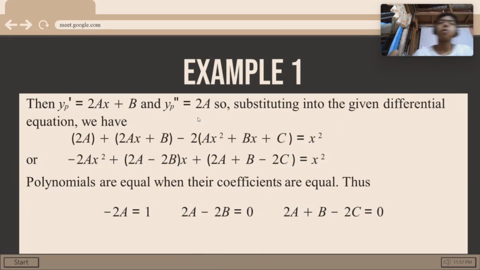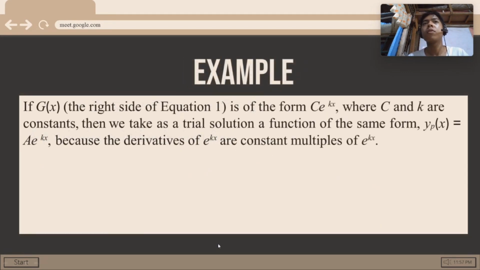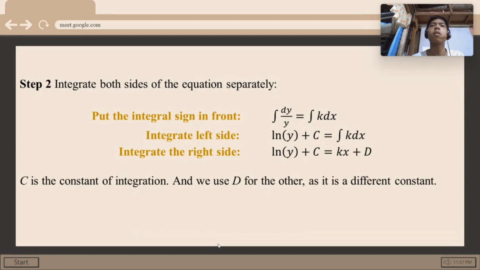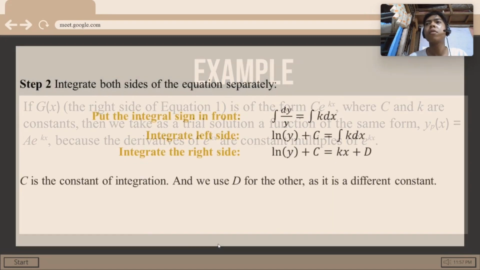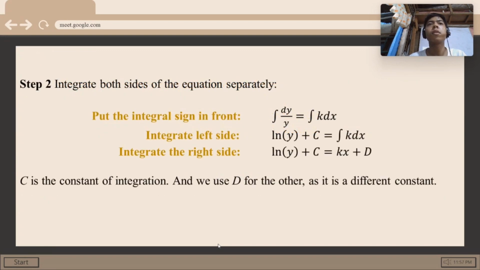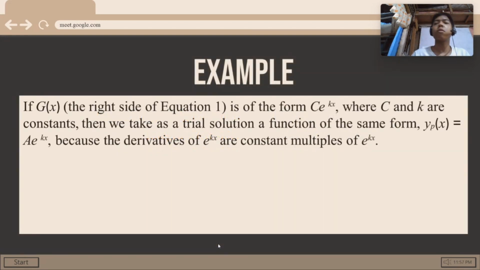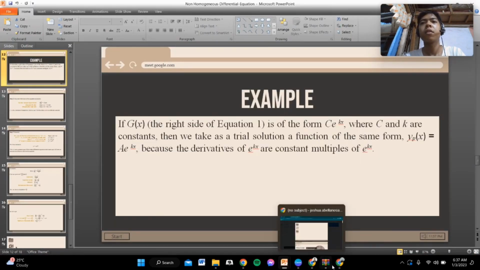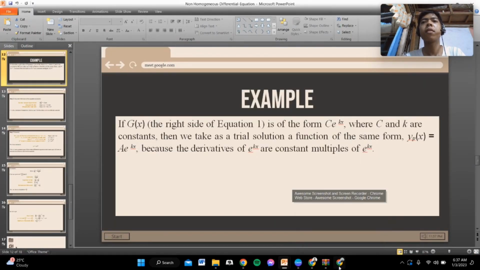Sorry for the long pause, but I think that's all. So just follow the equation. I know that it's very confusing, but that's it for the non-homogeneous differential equation. Okay. Thank you everyone, and thank you for listening.